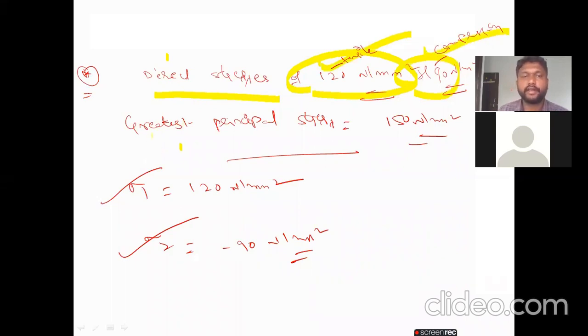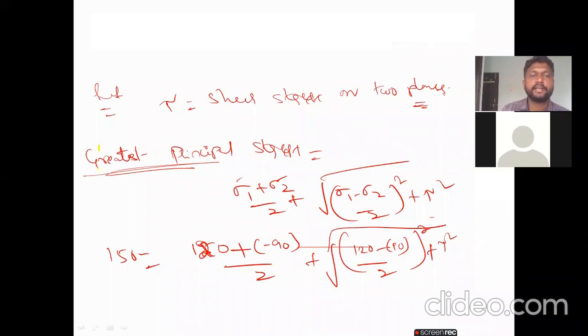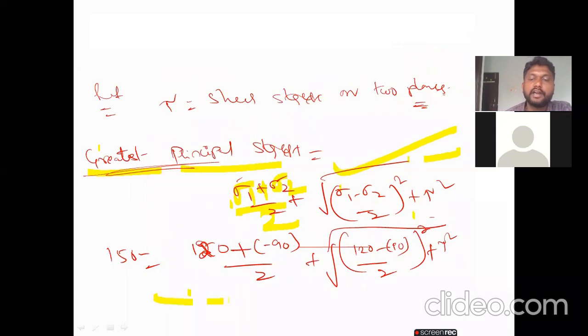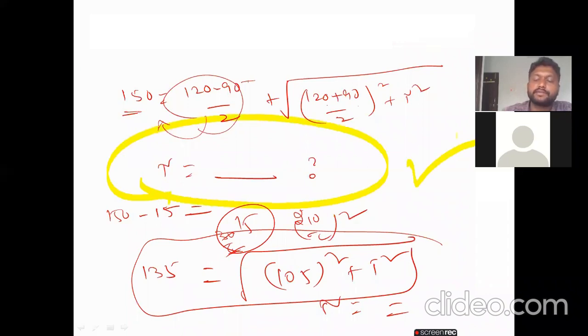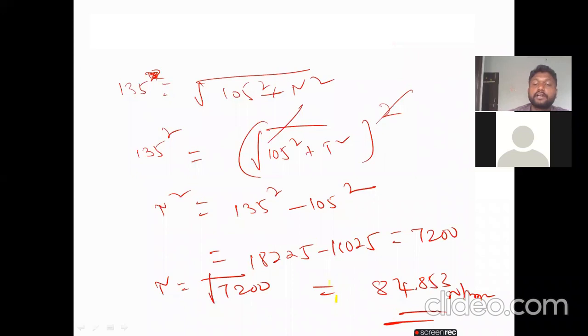In the question they gave the greatest principal stress as 150, and the formula for the greatest principal stress is (sigma 1 plus sigma 2) by 2 plus square root of ((sigma 1 minus sigma 2) by 2) whole square plus tau square. We substituted here, and the tau value is the unknown value. From here we calculated the tau value, that is the shear stress value. Finally we got tau as 84.853.